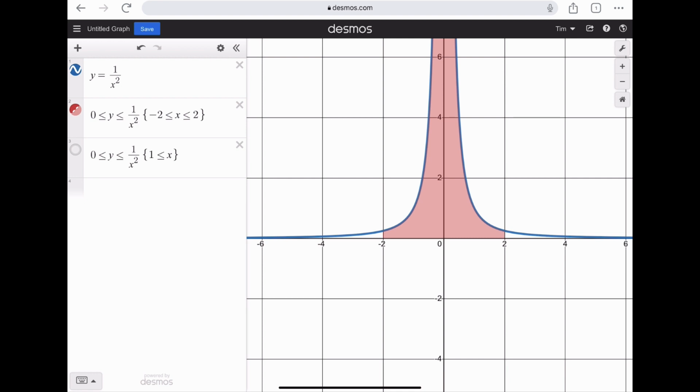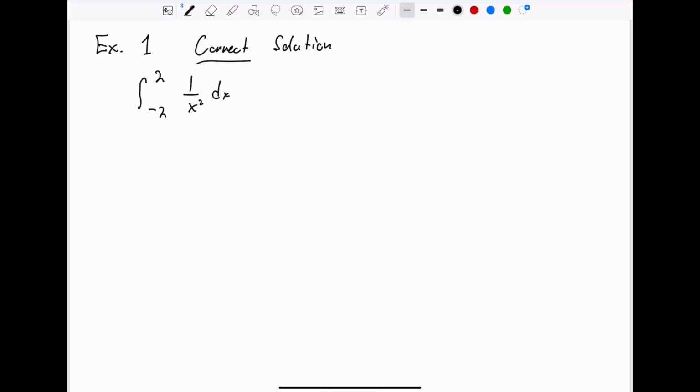So let's take a look at the correct method. Here's example 1 again, and we need to remember that we have a discontinuity when x equals 0. Because of that, this is an improper integral. So how do I deal with that discontinuity? Well, I'm going to split apart the integral into 2. On the one hand, I'll have the integral from -2 to 0, and then I'll have the integral from 0 to +2.